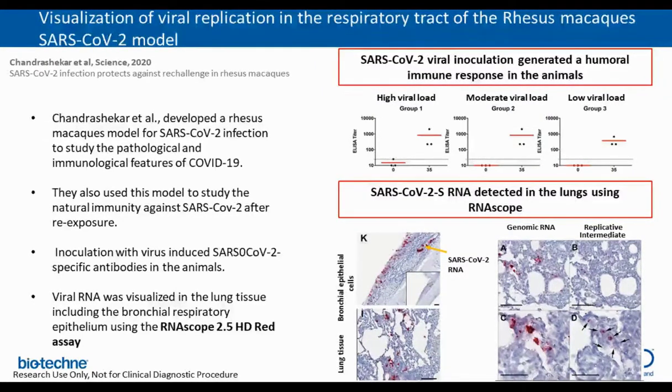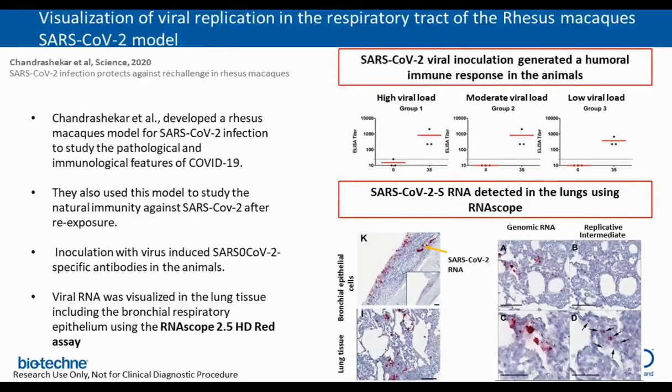This first paper I want to talk to you about is basically about understanding protective immunity to SARS-CoV-2, which is very critical for vaccine development and for public health strategies aimed to end this global pandemic. A key unanswered question at that time was whether infection with this virus results in protective immunity against re-exposure. Basically, if a person is infected, will this person develop protective immunity? In this paper, scientists from Harvard Medical School developed a Rhesus macaque model for SARS-CoV-2 to study the pathological and immunological findings of COVID-19. They also used this model to study the natural immunity against SARS-CoV-2 after re-exposure.